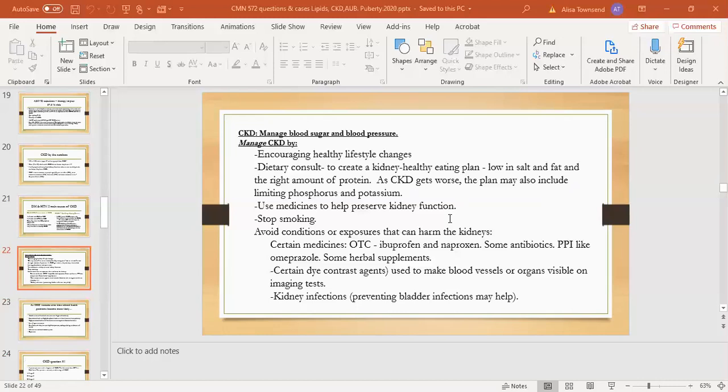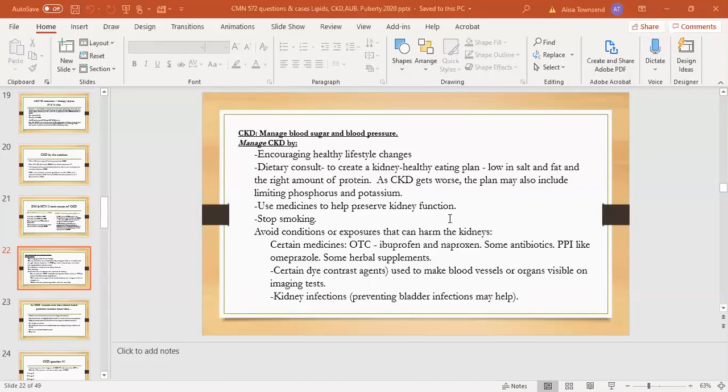All right, chronic kidney disease. Manage blood sugar and blood pressure. This is key, y'all. Encourage healthy lifestyle changes, a dietary consult, and create a kidney healthy eating plan. This is so important. You're not always going to have a nephrology dietitian, but if you do, wow, you really need to utilize them, because they can save your bacon, helping you out a lot with these patients.